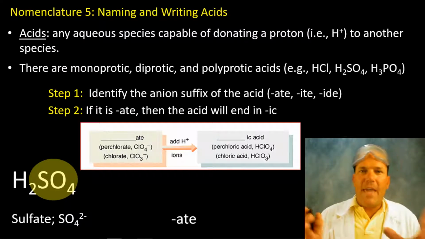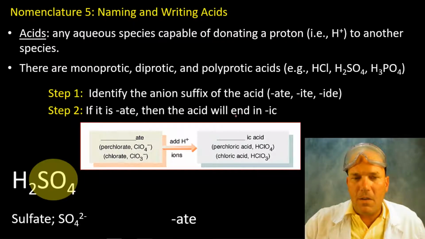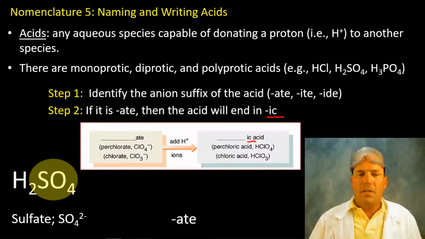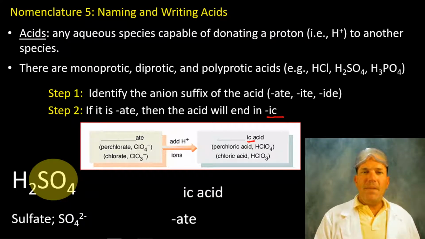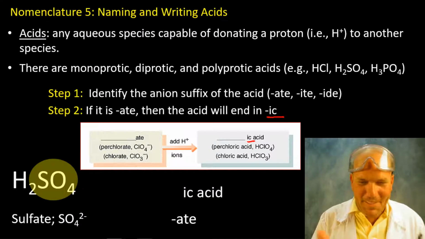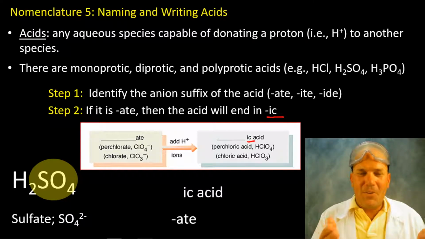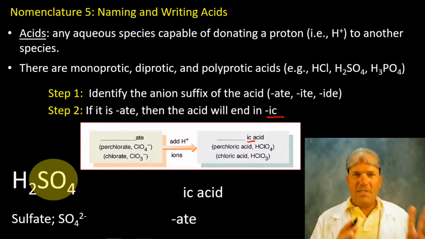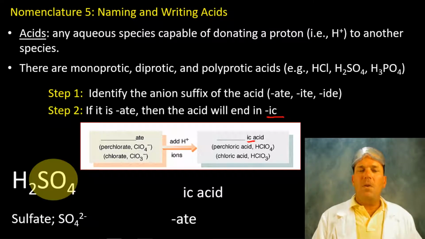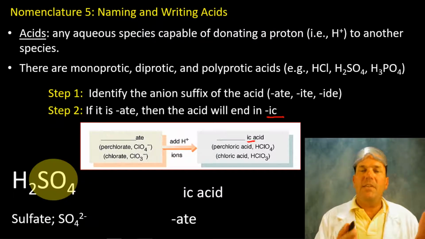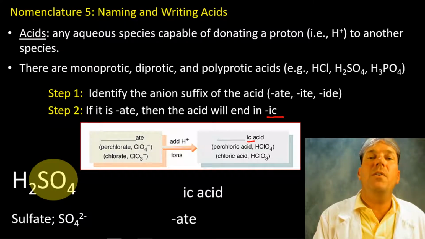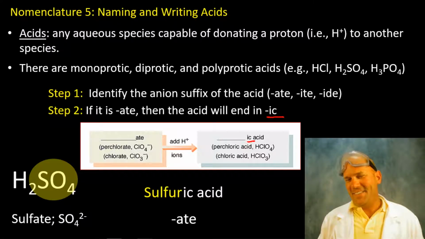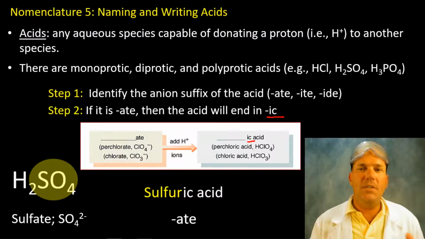So when we add our protons, we have our ending of the acid, ic. And you can see that here. So we have something ic acid. So the next step is to apply that stem portion for the anion. In this case here, we have sulfur, sulfuric acid. And it takes a little practice, and you'll get used to them.